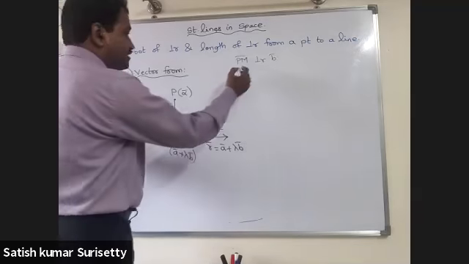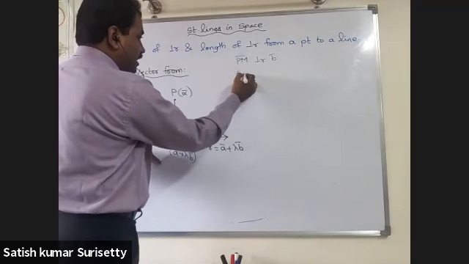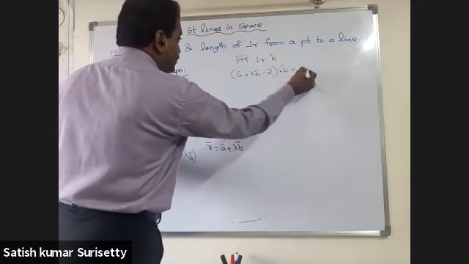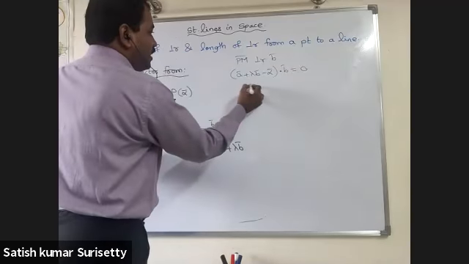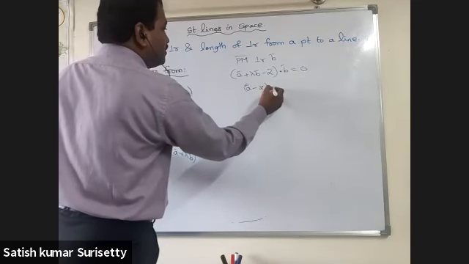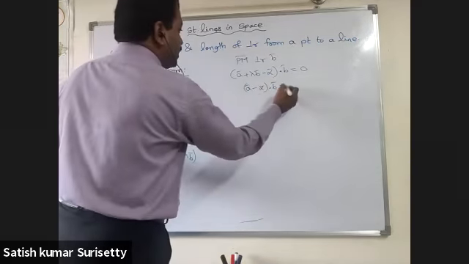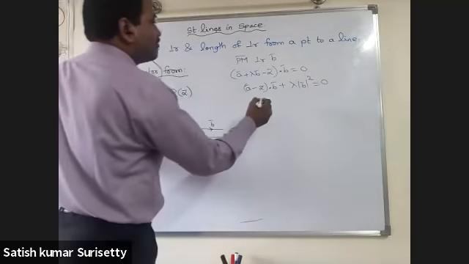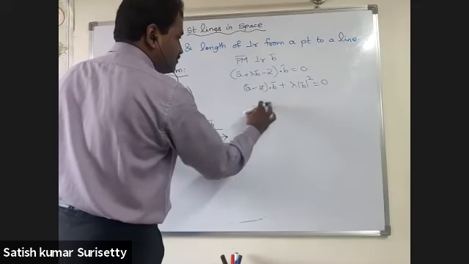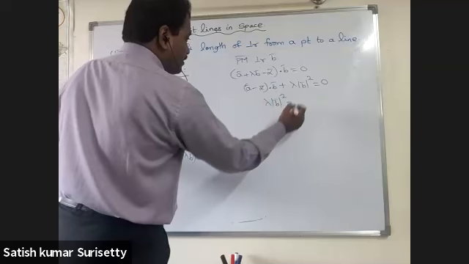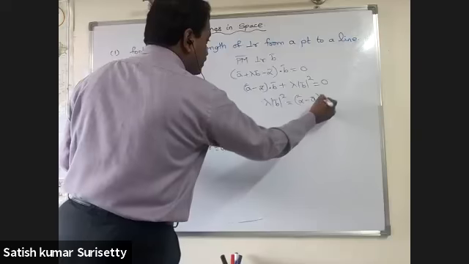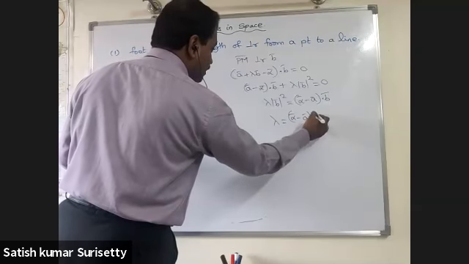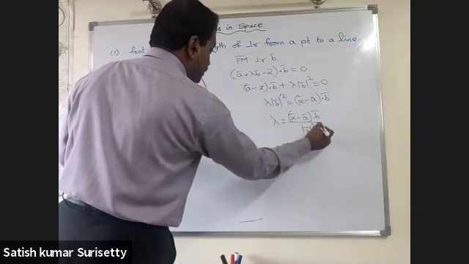PM bar is the same as OM bar minus OP bar. So (a bar plus lambda b bar minus alpha bar) dot b bar equal to 0. (a bar minus alpha bar) dot b bar plus lambda into modulus of b bar square equal to 0. So lambda into modulus of b bar square equals (alpha bar minus a bar) dot b bar. So lambda equals (alpha bar minus a bar) dot b bar upon modulus of b bar whole square.